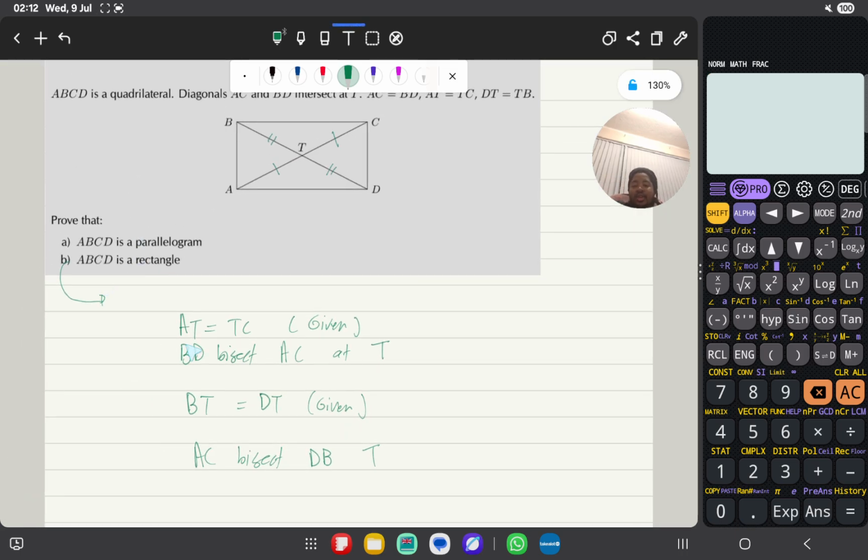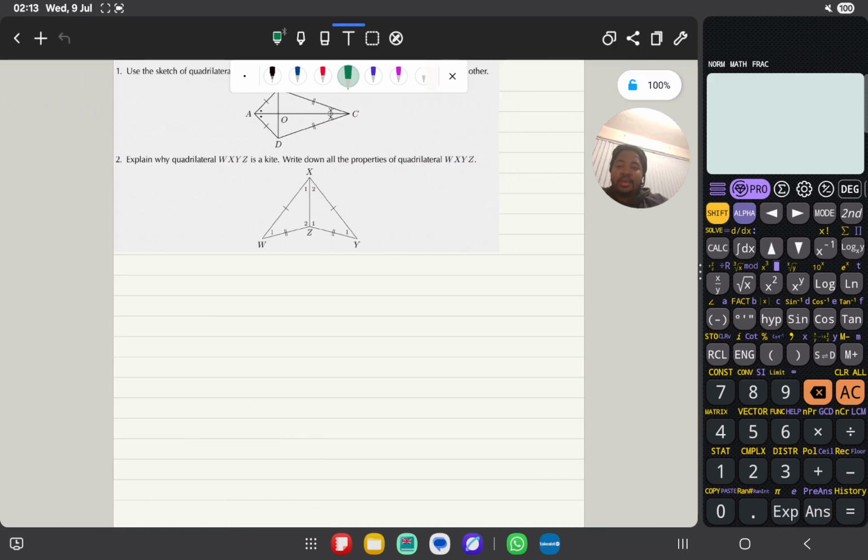Look at the diagram. So AT equals TC, it was given to us, and then BD bisects AC here at T, right? And then now BT equals TD, right? And AC bisects BD at T, and therefore we're going to say that it is going to be a parallelogram, right? Because the diagonals of a parallelogram, they do what? They bisect each other. Yeah, they bisect each other.